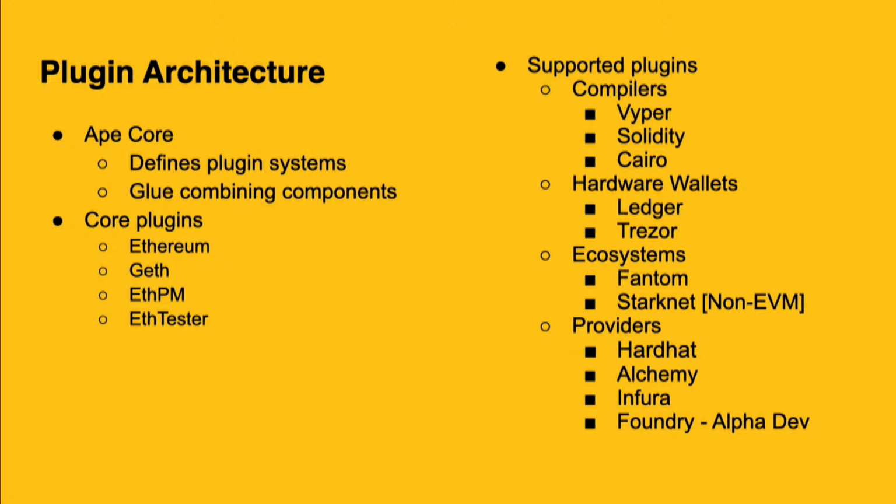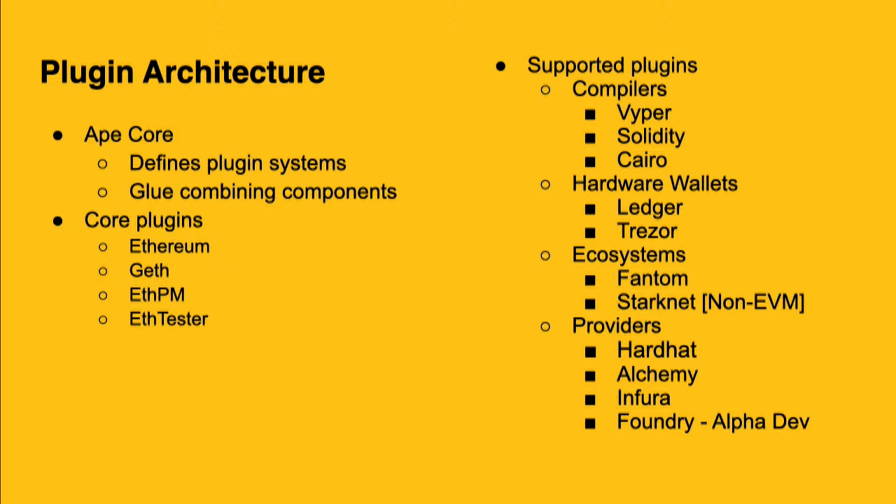We have compilers, so these are language-based. This is what's going to convert your Vyper, Solidity, Cairo into an ABI or contract type bytecode, right? We currently support hardware wallets, Ledger and Trezor. This makes for a really great way of not exposing your private keys while interacting with the chains. We support L2 ecosystems like Polygon and StarkNet, which I do want to give a shout out to one of my coworkers for making the first non-EVM plugin, Jules, who happens to be with us today.